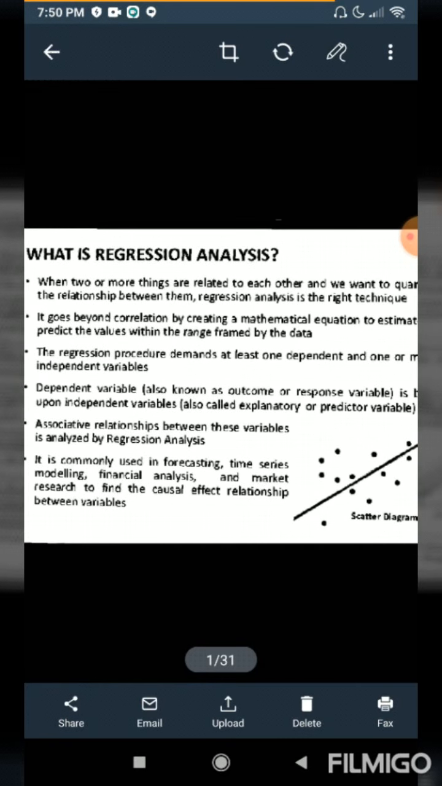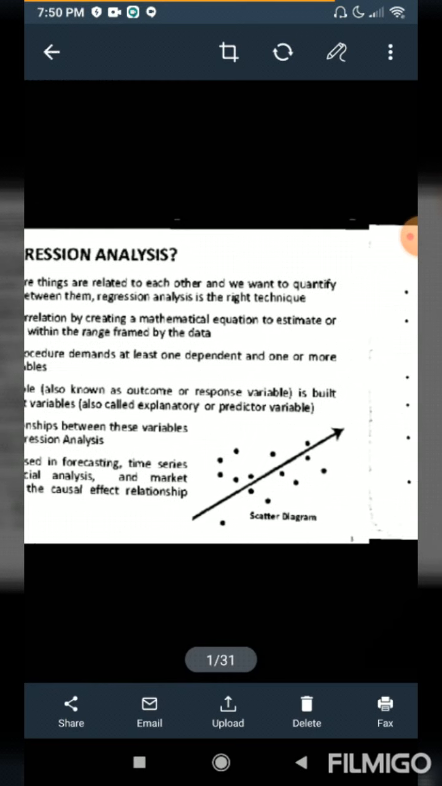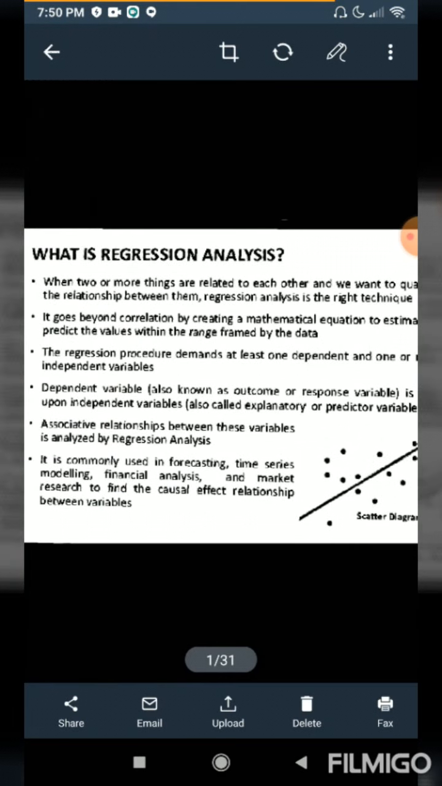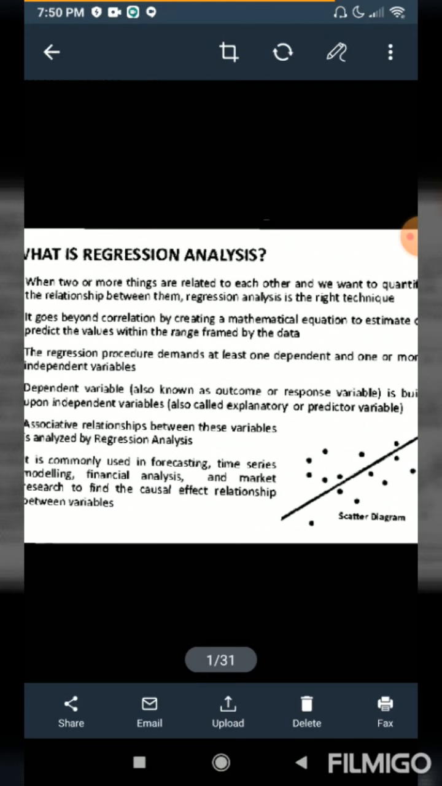When two or more things are related to each other and we want to quantify the relationship between them, we go for regression analysis. It's a very simple definition just to help you understand. If you want to see the relationship between more than two factors or variables, then you go for regression analysis. It is also for you to quantify it. You should be able to get numbers out of it.